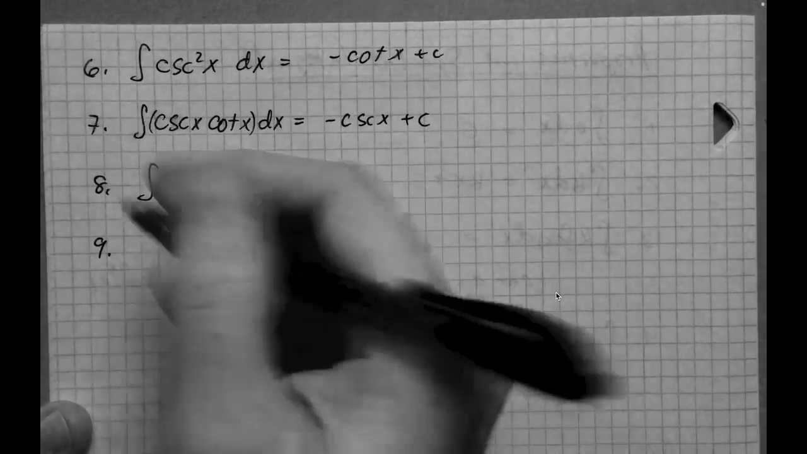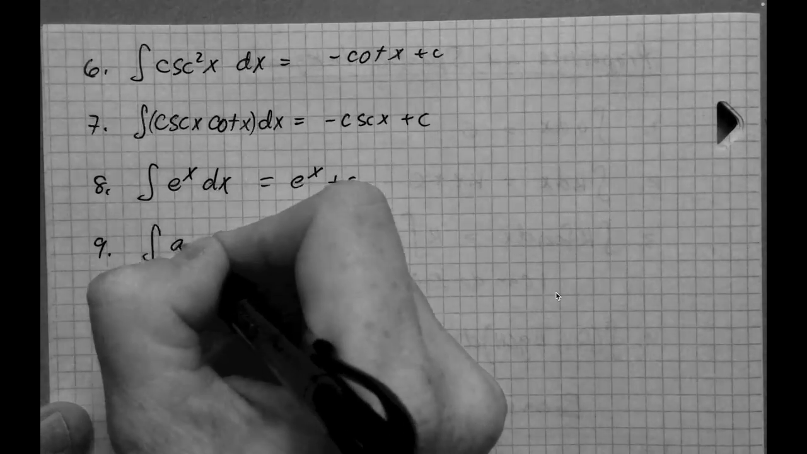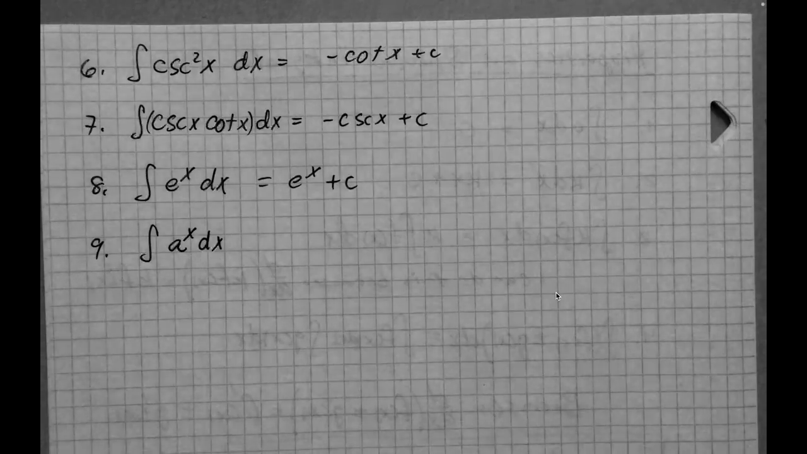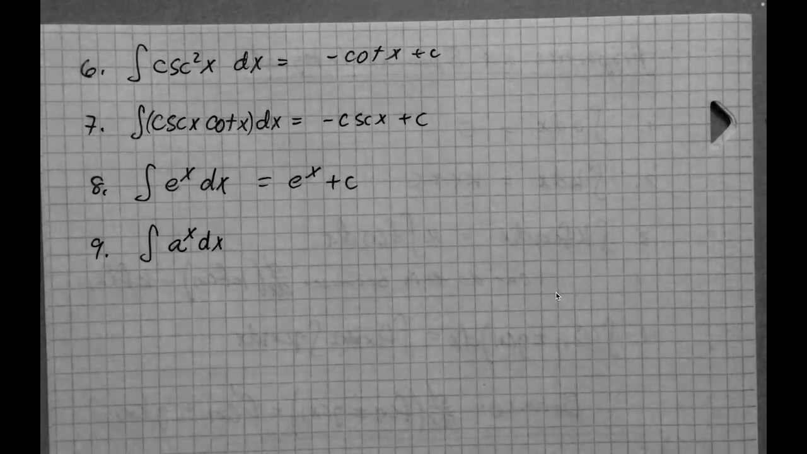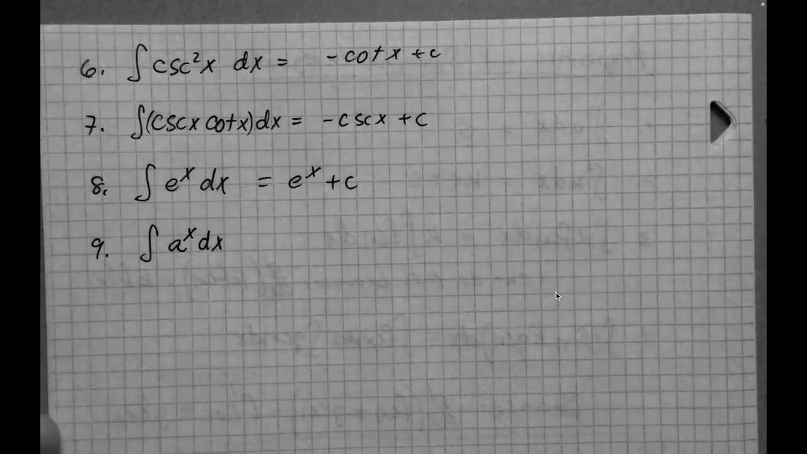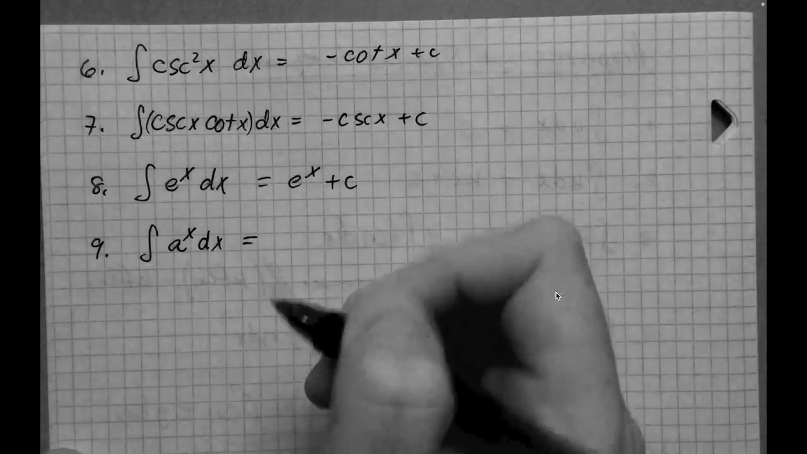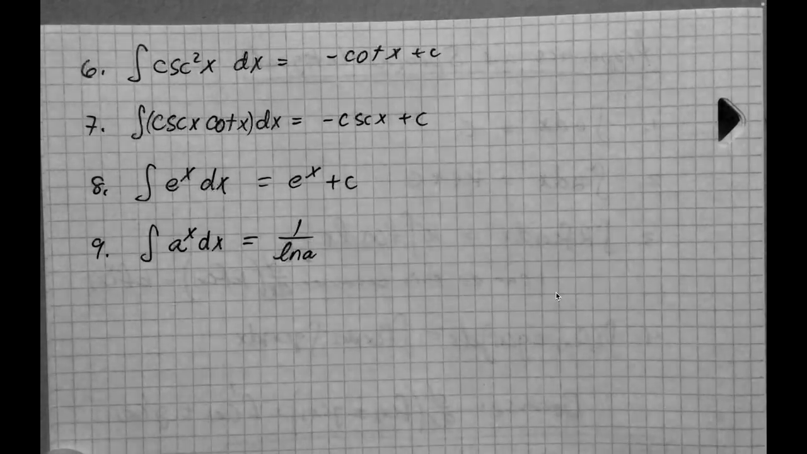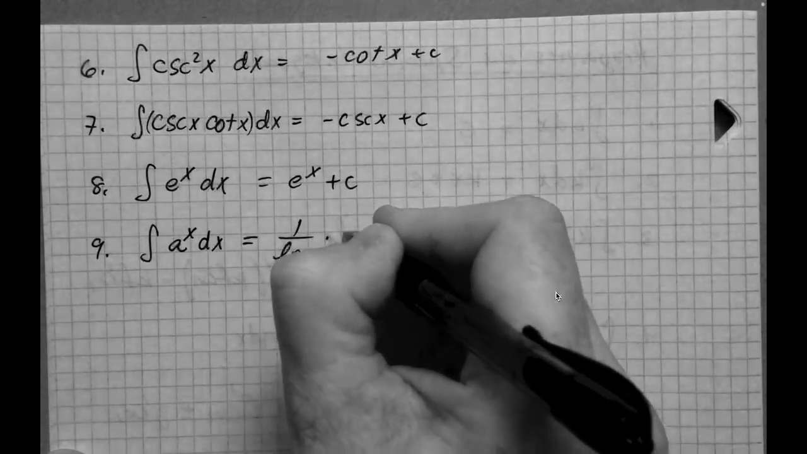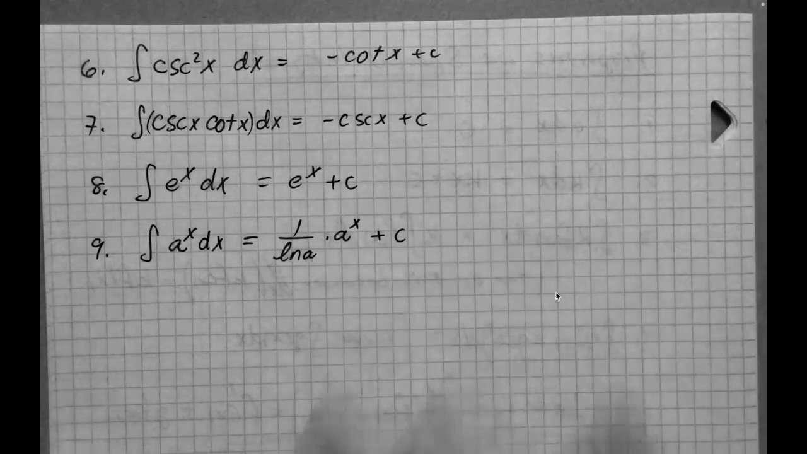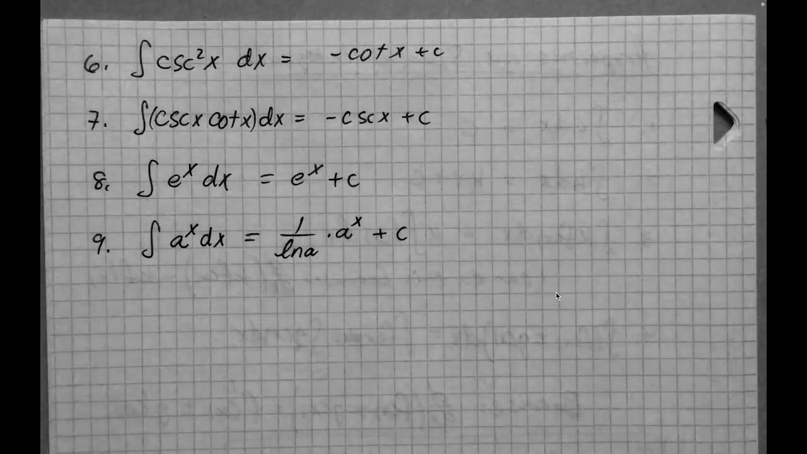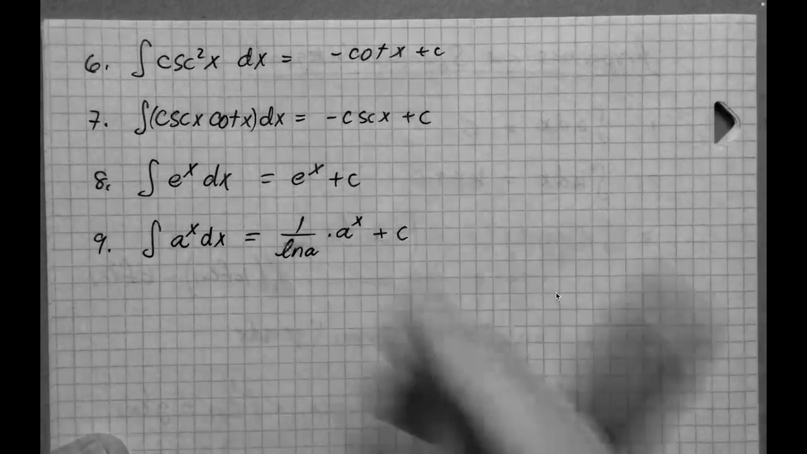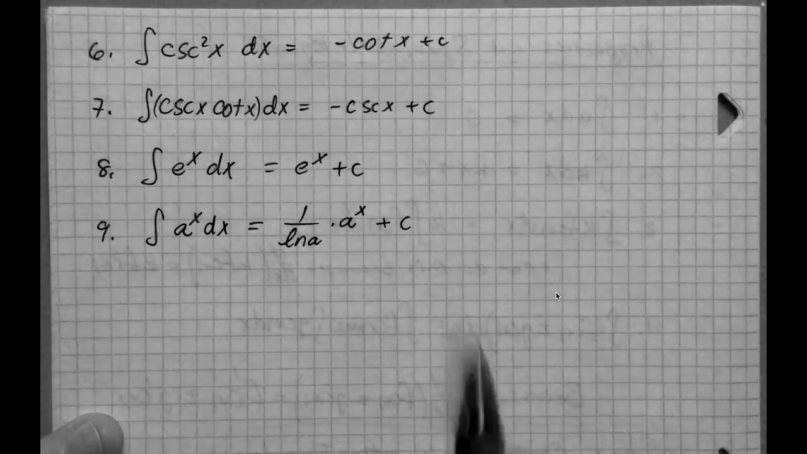Another one, the integral of a to the x dx, where a is any positive real number, is equal to 1 over the natural log of a times a to the x plus a constant. Now, let's talk about this one for a second, just to make sure that this is tracking. So where did this come from?